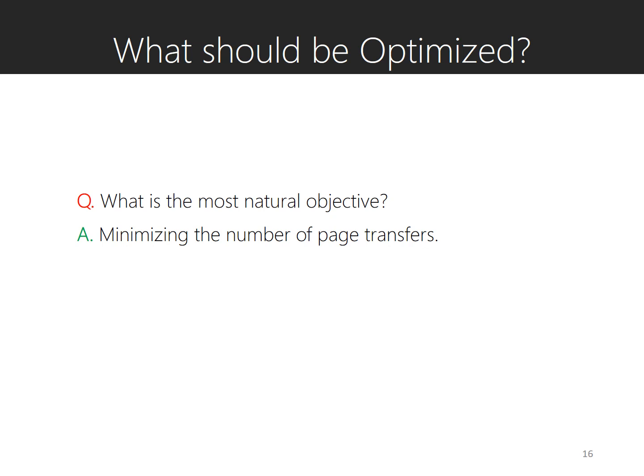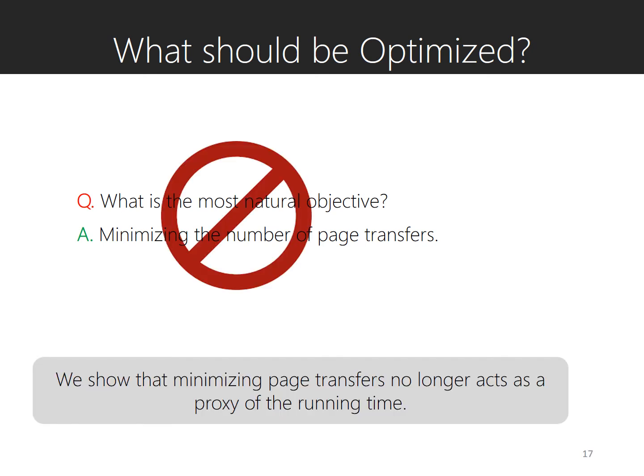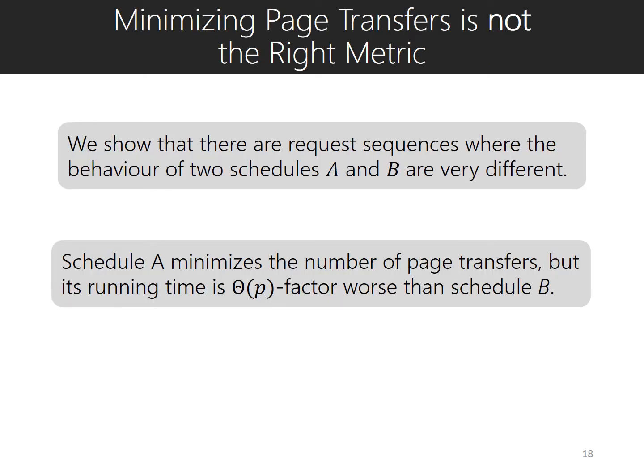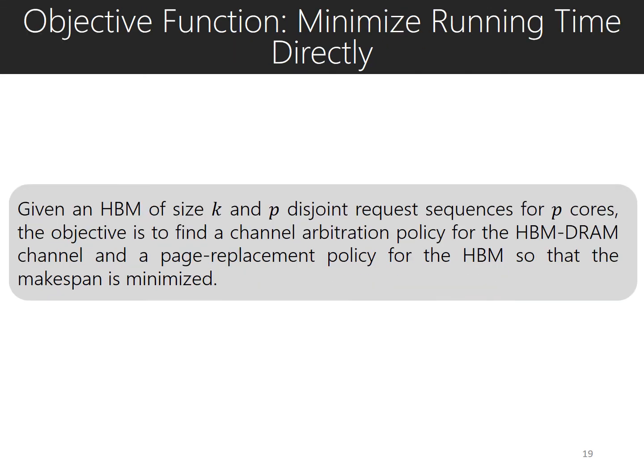Okay, so what should be optimized in the HBM model? Is it minimizing the number of page transfers? No, it is not. We show that minimizing page transfers no longer acts as a proxy of the running time as in the sequential paging problem. In particular, we show that there are request sequences such that two schedules A and B have very different characteristics. While schedule A minimizes the number of page transfers, its running time is a theta p factor worse than schedule B. Hence, we directly minimize the running time.